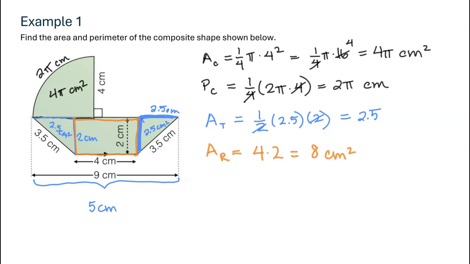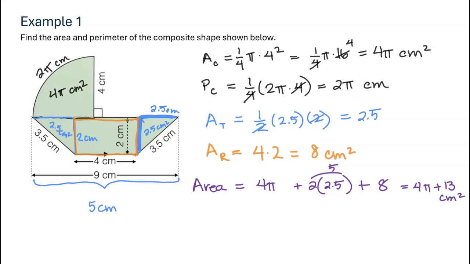So it looks like area is actually going to be the easiest here. So this is going to be our total area. We need the 4 pi square centimeters, and then we need the 2.5 for the triangle, but we actually have 2 of those. And we need the 8 centimeters squared for the rectangle. So here we're going to get 5. So it looks like we have 4 pi plus 13 square centimeters. And in general, leaving that answer exact with the pi in it is fantastic. If you're asked for a decimal, go for it. Otherwise, I would rather just see that 4 pi plus 13. Okay, so this is our area.